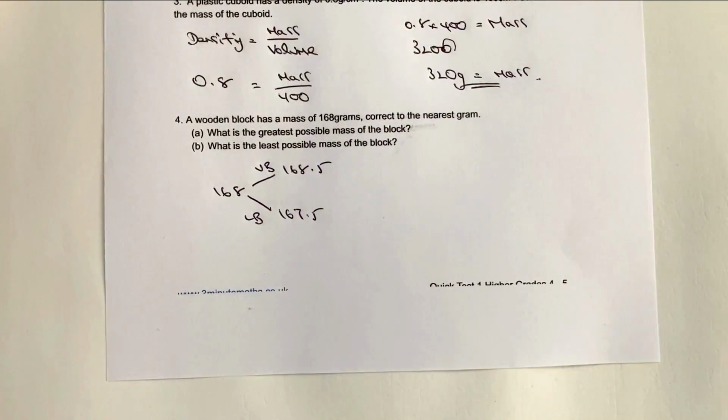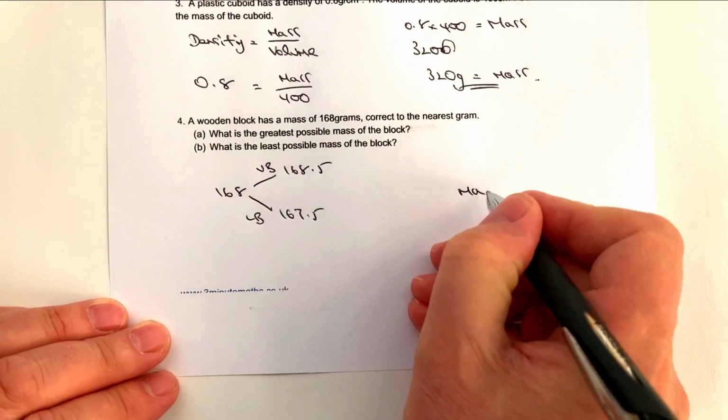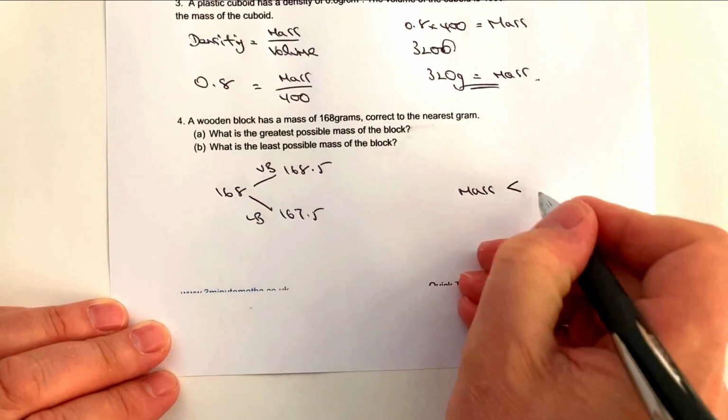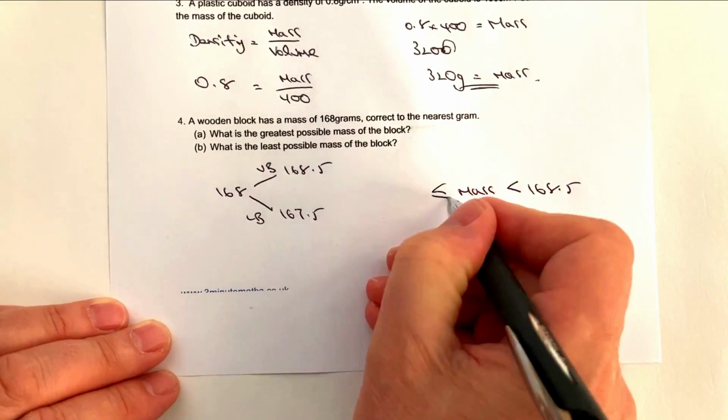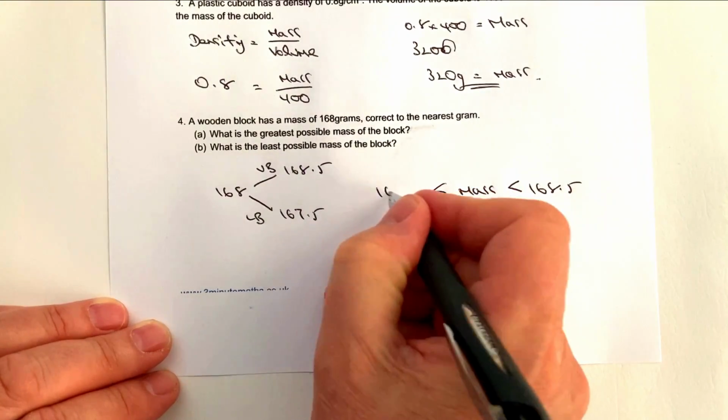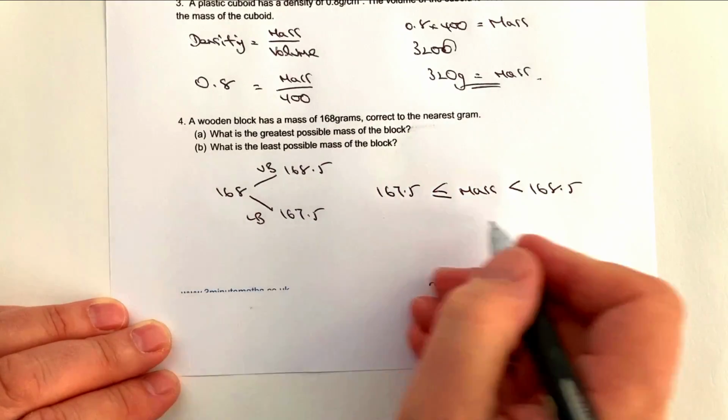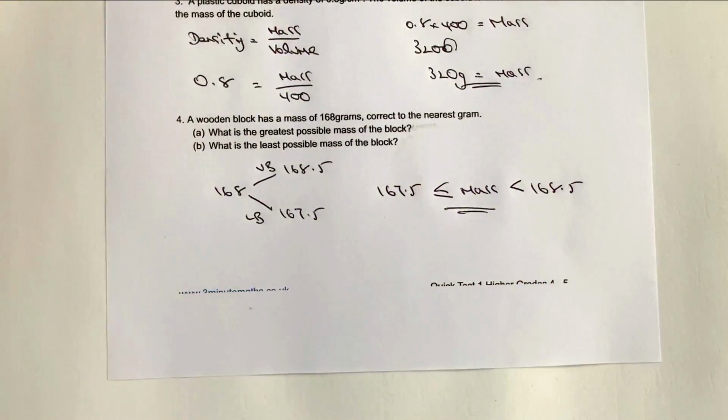Now this is not rounding. What we're basically saying is that the mass of the block is going to be less than 168.5, and greater than or equal to 167.5. And that would be the answer to that particular question if you've been asked to write it in that form, or you could just write it out as least and most, and that would be perfectly fine as well.